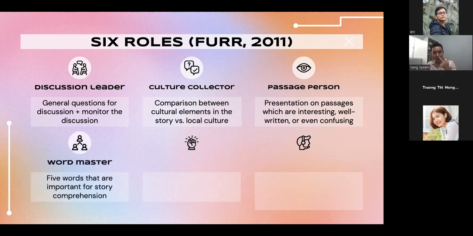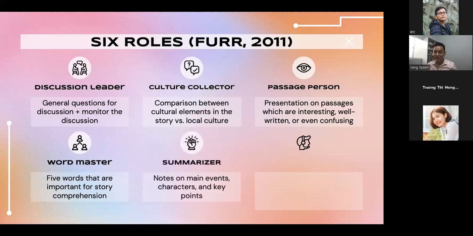The next one would be the word master. The word master will try to select words that are important for the story comprehension. Normally, the number of words wouldn't be too many. 5 words are recommended, because if there are too many words, it would become a vocabulary instruction section. Okay, so keep it short and simple. 5 words for the discussion.